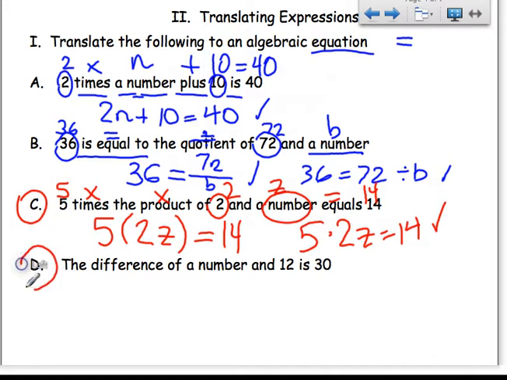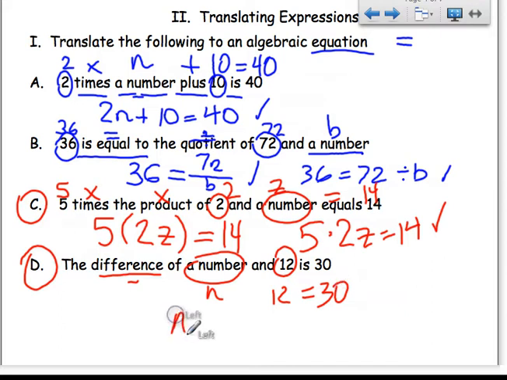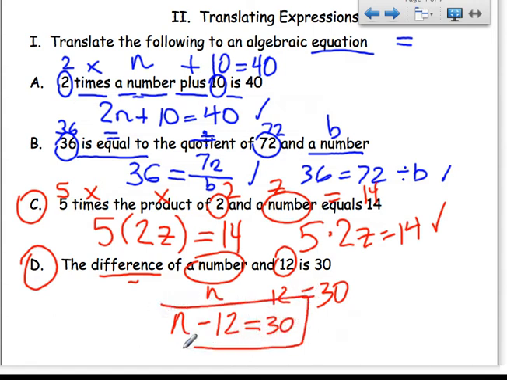Now checking D: the difference, that's subtraction, of a number, let's call it n this time, and 12 is 30. So if I want to translate that, the difference of a number and 12 means I need to subtract: n minus 12, the difference of n and 12, is equal to 30, and that would be my final equation. I hope you did well.